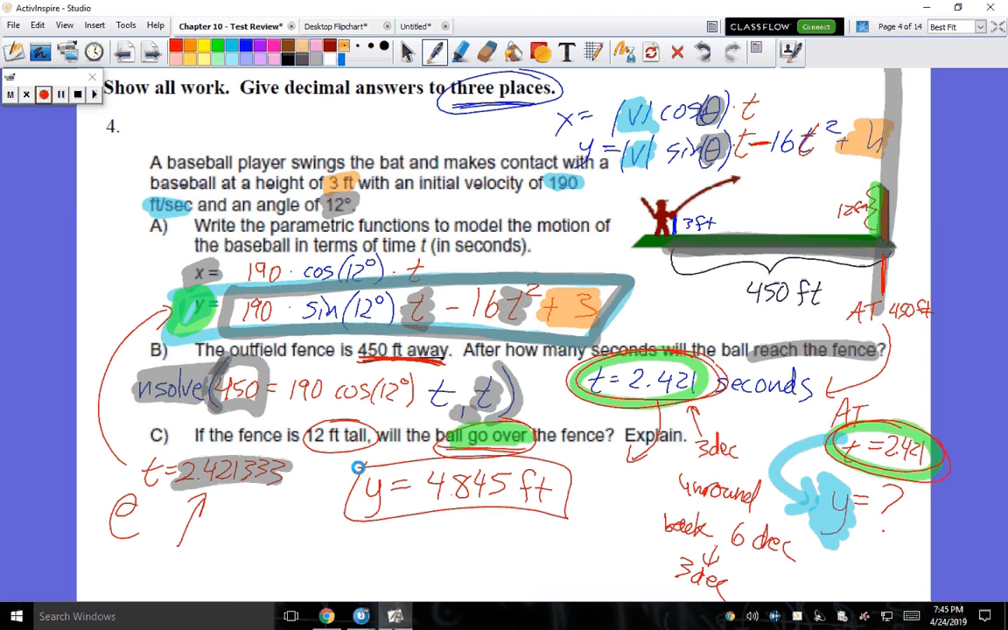So obviously, guys, this is not high enough. It's going to hit down here somewhere, because it's only about a third of the way up this 12 foot fence. So it's not, in fact, going to go over. The explanation you can say is that when it reaches 450 feet away at 2.421333 seconds, it's only going to be 4.845 feet off the ground. It's not high enough to clear the fence. So you would write all that in words.